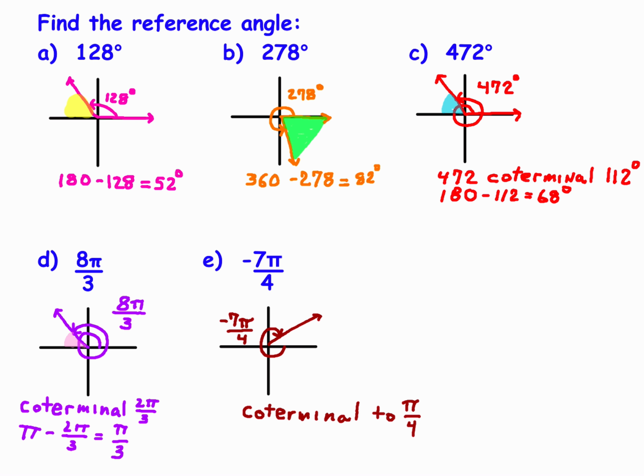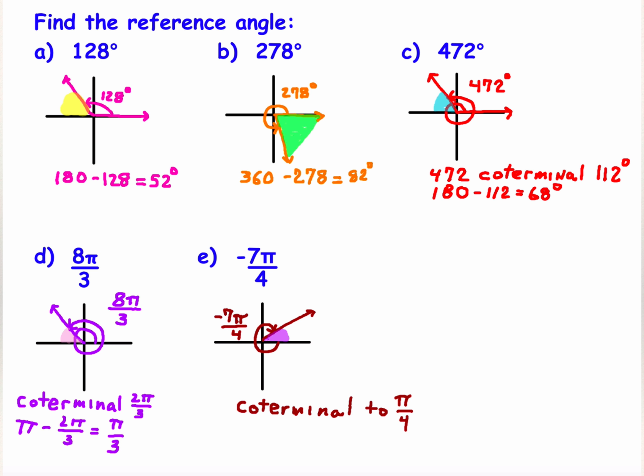And finally, negative 7 pi over 4. Notice that negative 7 pi over 4 is coterminal to pi over 4. So I really don't need a reference angle in here. The angle negative 7 pi over 4 is the same as pi over 4, and so I already have my angle. Okay, that's it for this video.